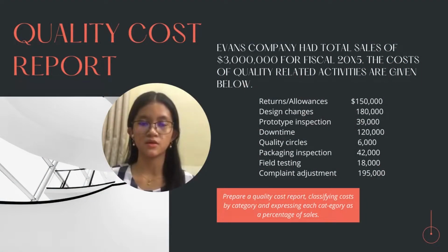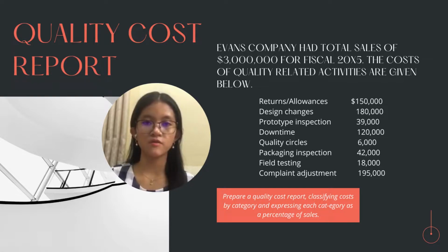Example for quality cost report. Evans Company had total sales of $3 million for fiscal 2015. The costs of quality-related activities are given below. Return allowances, $150,000; design changes, $180,000; prototype inspection, $39,000; downtime, $120,000; quality circle, $6,000; packaging inspection, $42,000; field testing, $18,000; and complaint adjustments, $195,000. Now we are going to prepare a quality cost report.